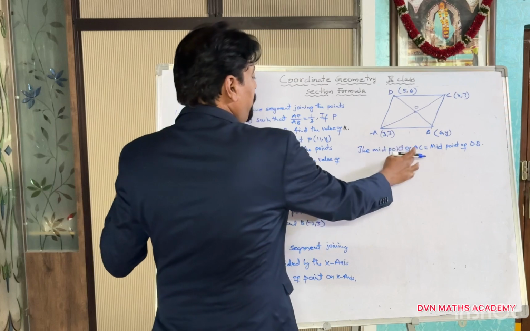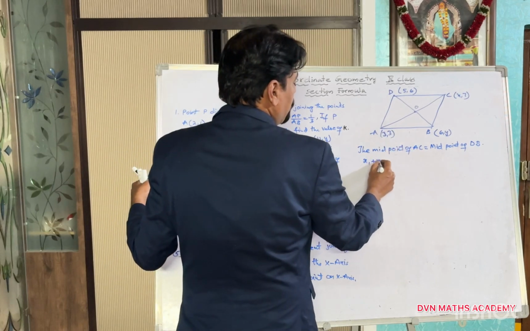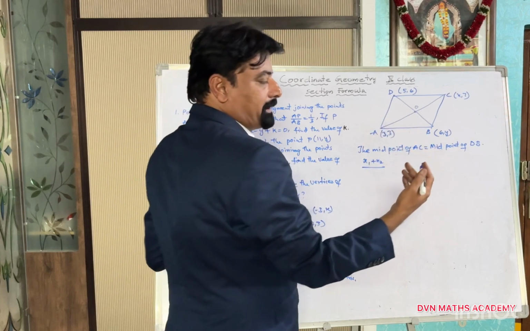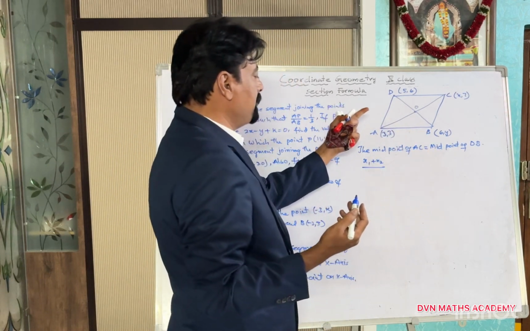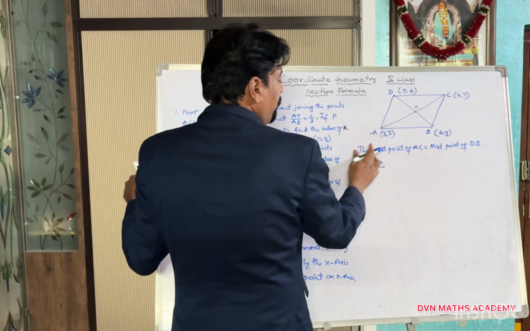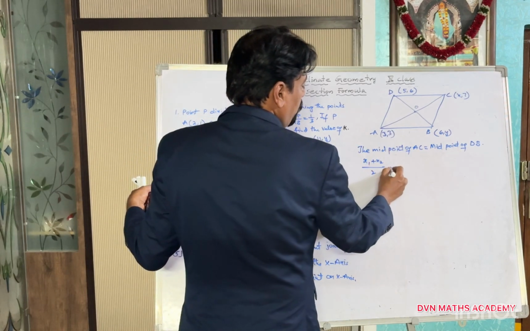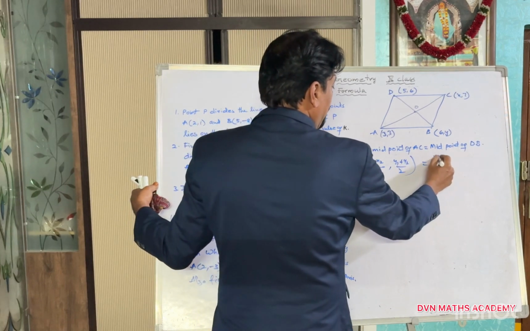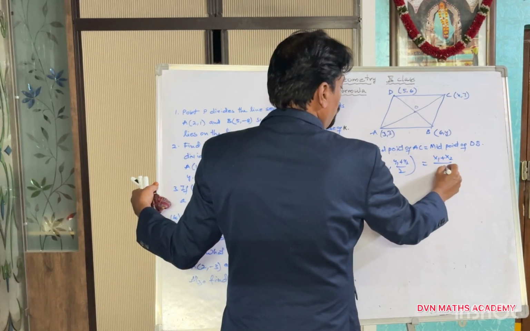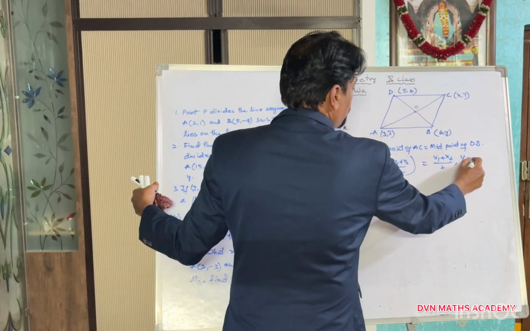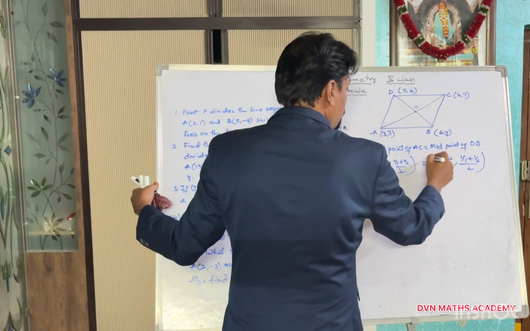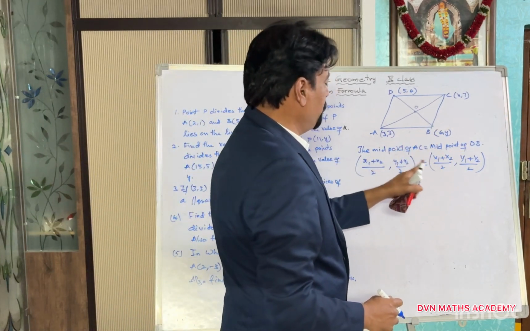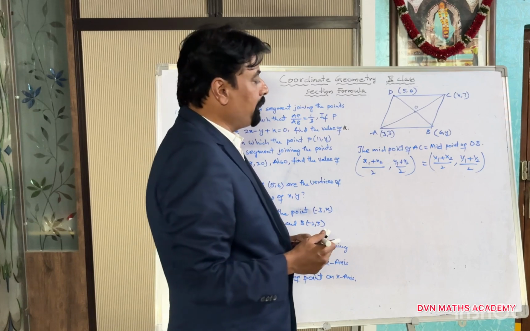You know that the midpoint formula is (x1 plus x2). This formula also you will get from the section formula. For the midpoint you take the ratio as 1 is to 1. If you substitute 1 is to 1 in the section formula, you will get this formula. The midpoint formula is (x1 plus x2) by 2, comma, (y1 plus y2) by 2. So the midpoint of AC is this one, and the midpoint of DB is this one. I used capital letters because the formula is the same.